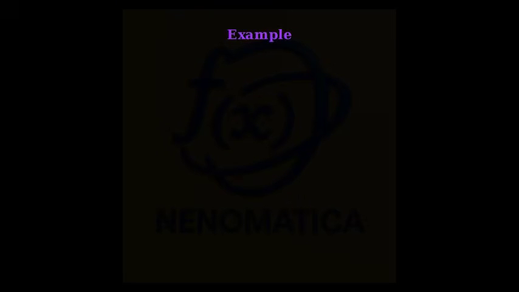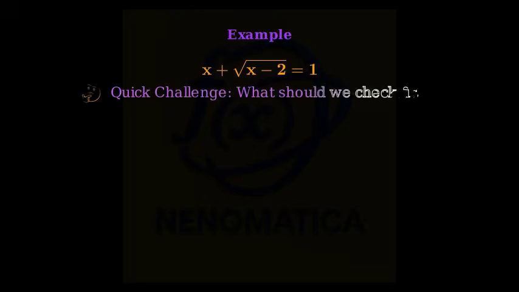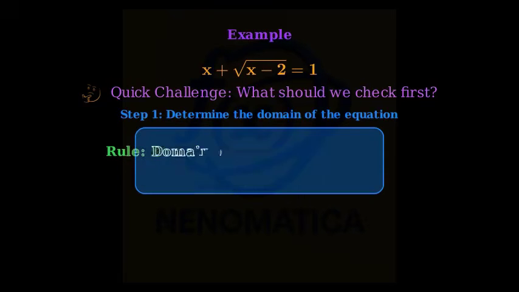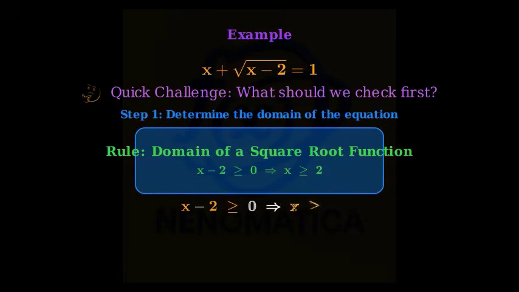We will solve a radical equation by following a precise 3-step algorithm. First, we will show the example and read the problem. Quick challenge. Predict our first move. Step 1. Determine the domain by requiring the radicand to be non-negative. Then we show the result and visualize it on a number line.